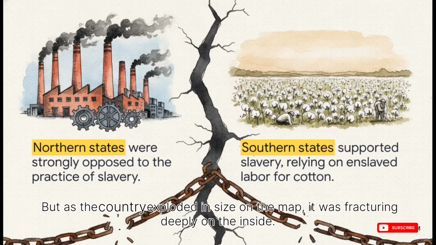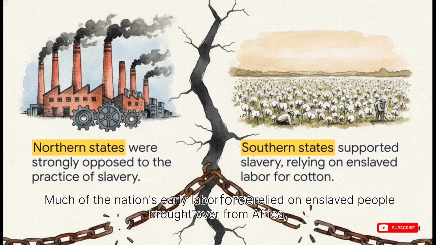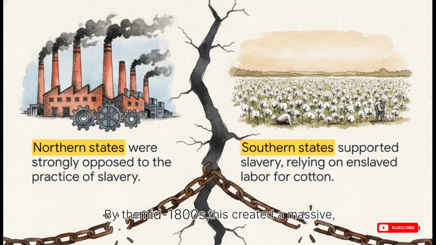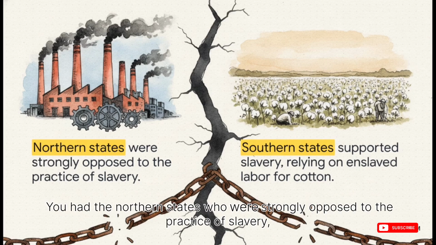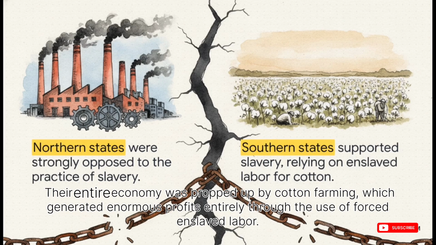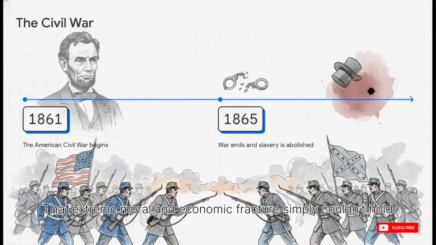But as the country exploded in size on the map, it was fracturing deeply on the inside. Much of the nation's early labor force relied on enslaved people brought over from Africa, a brutal practice that was initially introduced during British rule. By the mid-1800s, this created a massive, unresolvable divide. You had the northern states who were strongly opposed to the practice of slavery, and then you had the southern states who heavily supported it. Their entire economy was propped up by cotton farming, which generated enormous profits entirely through the use of forced enslaved labor. That extreme moral and economic fracture simply couldn't hold.